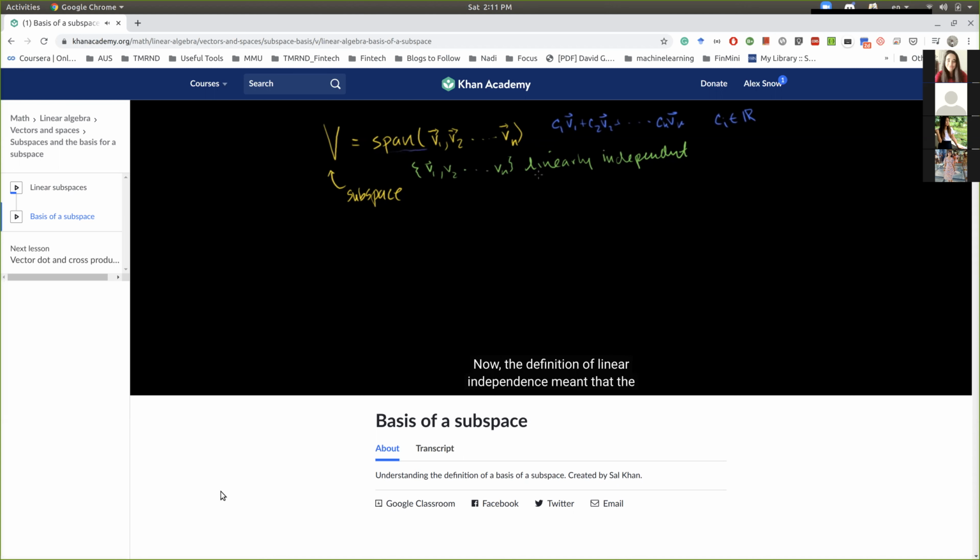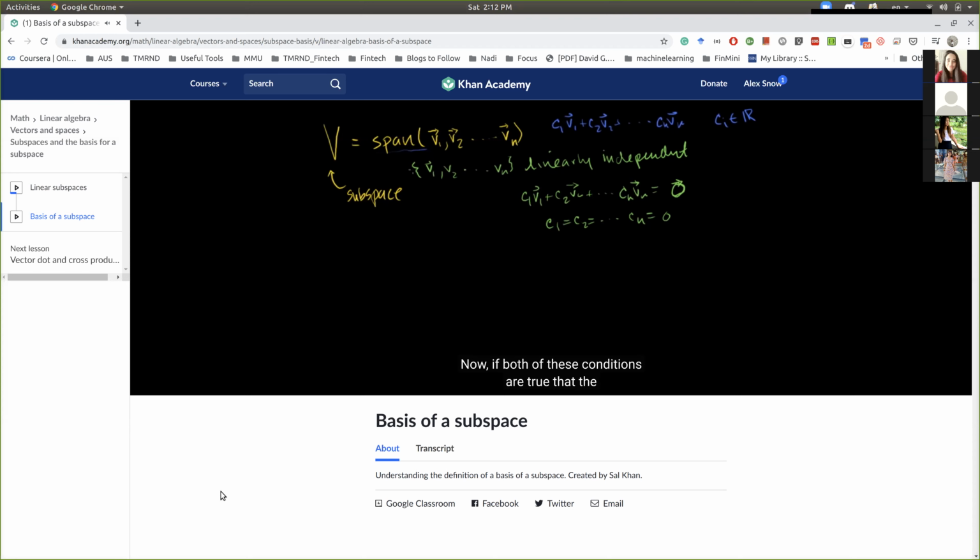Now, the definition of linear independence meant that the only solution to C1 V1 plus C2 V2 plus all the way to Cn Vn equaling the zero vector is when all of these terms are equal to 0. C1 is equal to C2 is equal to all of these, Cn, all of them are equal to 0. Or, a more common sense way to think of it is that you can't represent any one of these vectors as a combination of the other vectors.